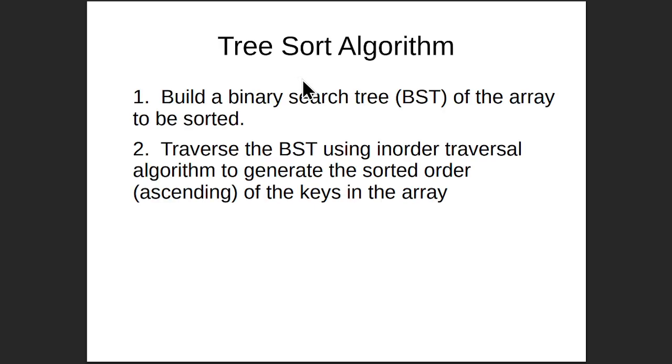So this is the tree sort algorithm. Given an array of numbers, the first step is to build the binary search tree. Then once you build the binary search tree, the next step is to traverse it using in-order traversal. With in-order traversal, you will be able to generate the ascending order of the numbers. So that is basically your tree sort algorithm.